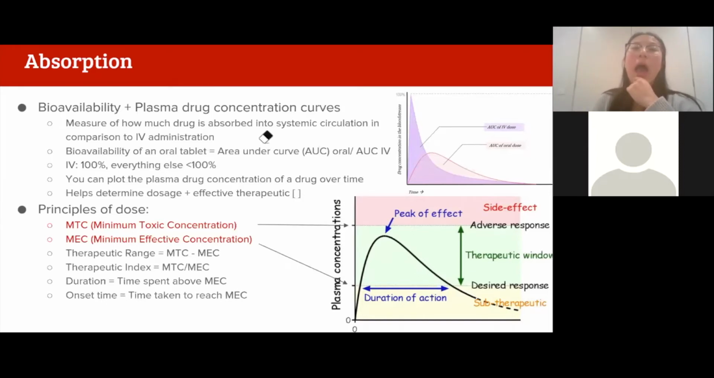Bioavailability is how much is absorbed compared to that intravenous administration. So for example, if we were looking at the bioavailability of an oral tablet, so just right here, this little pink curve, you would compare it as the area underneath the curve for the oral tablet versus the area underneath the curve for the IV dose, which you can see immediately as 100% bioavailability. It's 100% bioavailable because nothing happens to it. It's made its way directly into the bloodstream.